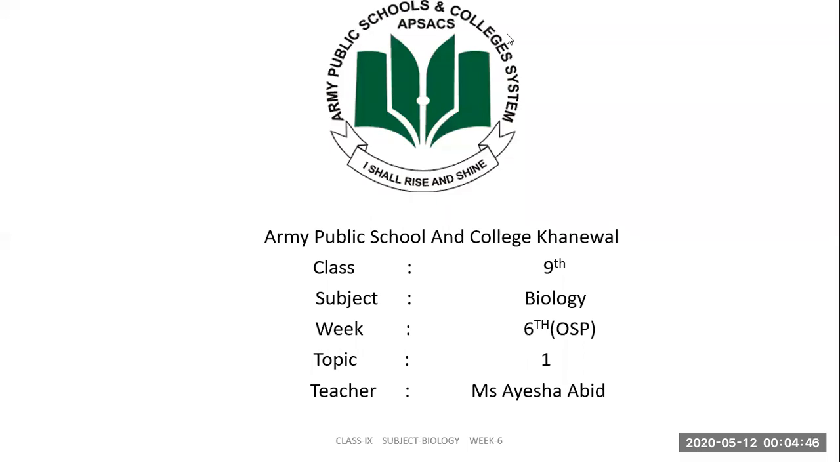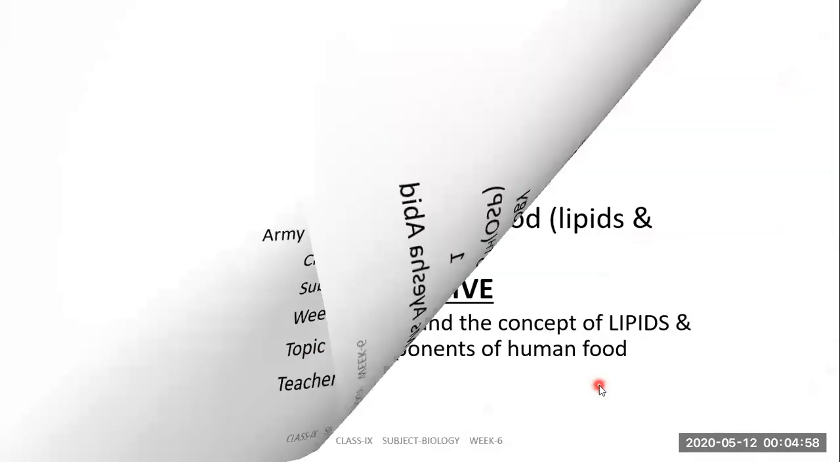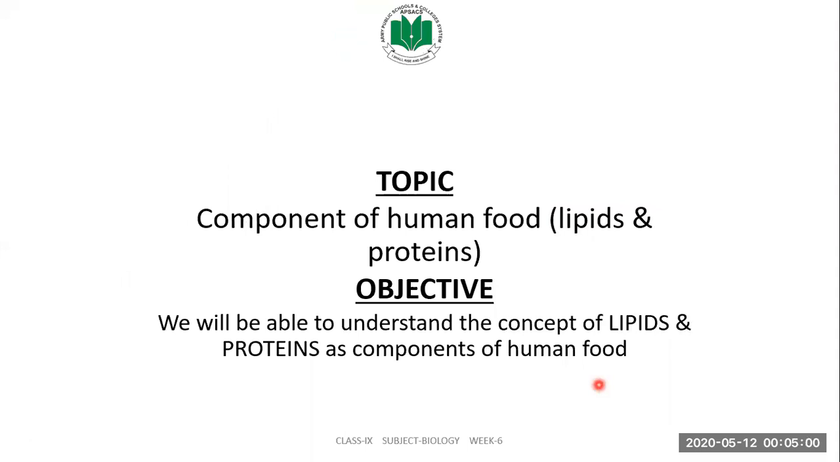Today I welcome you all to our class 9th subject Biology, week 6, by the online support program. Topic 1, and the teacher is Miss Aisha Abid. Our topic today is components of human food, including lipids and proteins. Objective: we will be able to understand the concepts of lipids and proteins as components of human food.